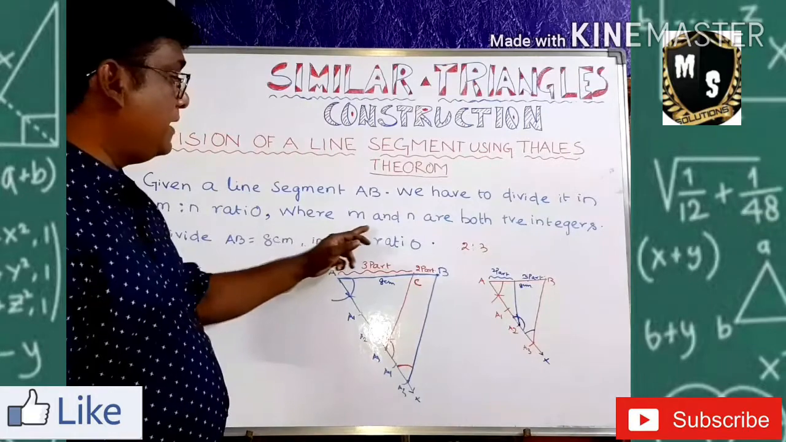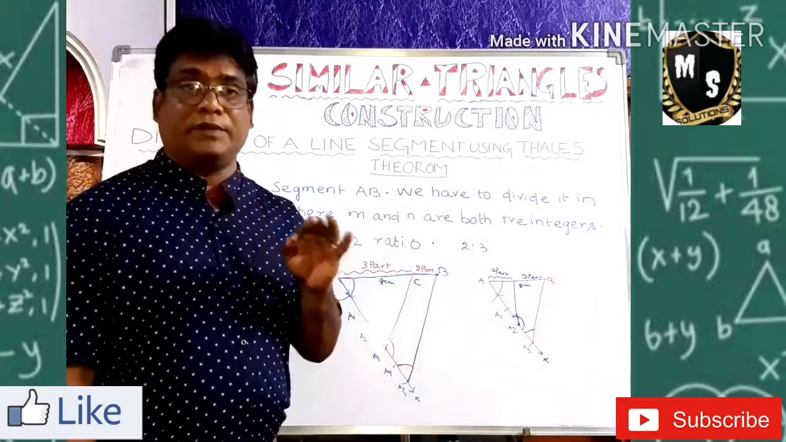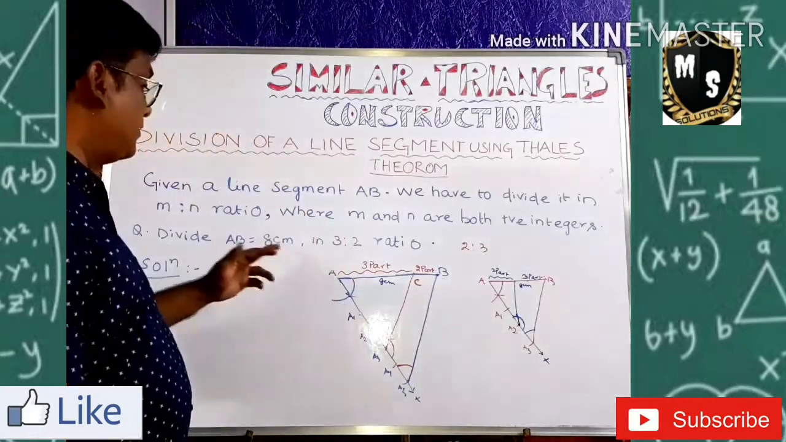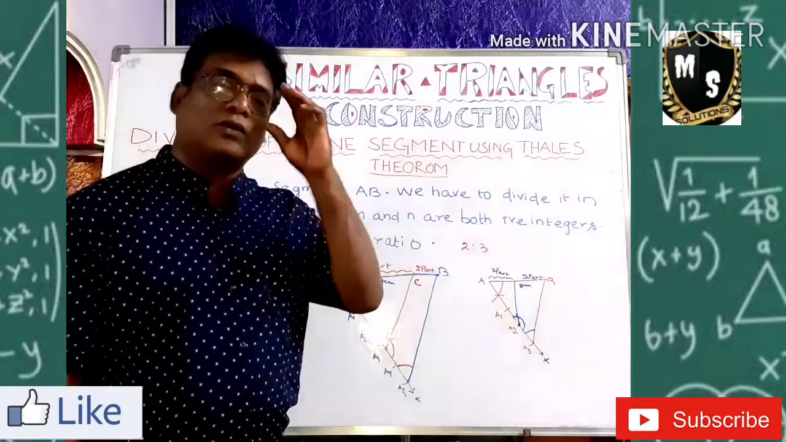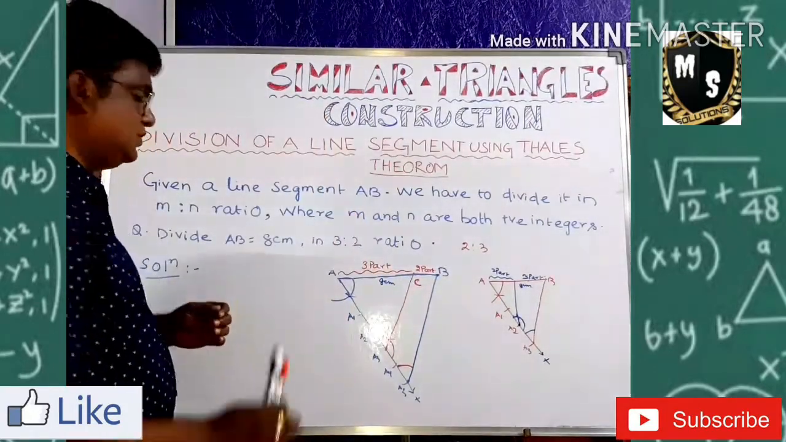Here m and n are both positive integers. They cannot be negative because it is a ratio, and one of them also cannot be negative. All will be positive integers.